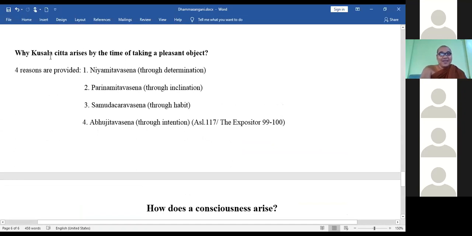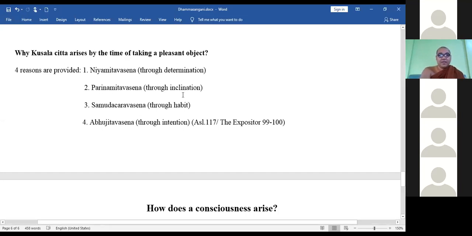Why does kusala citta arise at the time of taking a pleasant object? As I explained before, if we come into contact with a pleasant object, a greedy mind should arise. But why does kusala citta arise instead of lobha? So here the commentator gave four reasons.